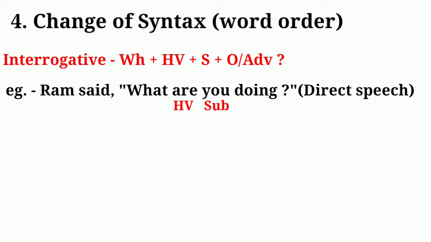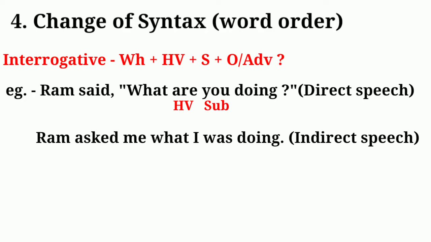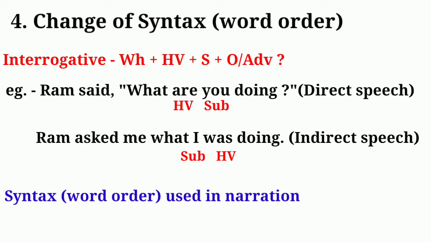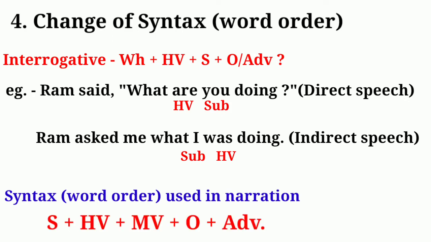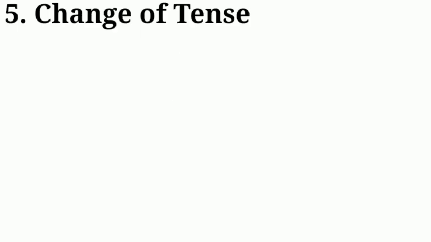Ram said, "What are you doing?" Direct speech. Here, R is written first and U has been written second. That is HV plus subject. But while changing narration, we should write, Ram asked me what I was doing. This is indirect speech. Here I becomes first, means subject becomes first, and afterwards helping verb is written. Means syntax used in narration is like this: subject plus helping verb plus main verb plus object plus adverbial. Means whenever we change narration, we should use this syntax.